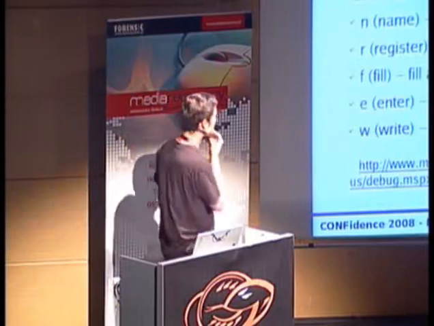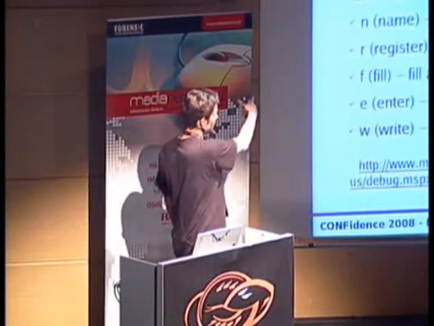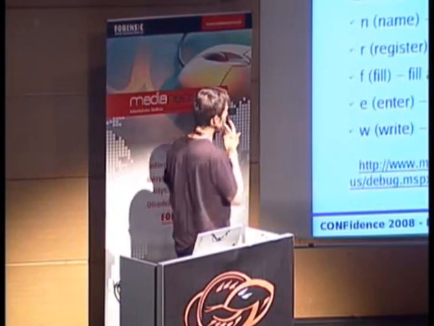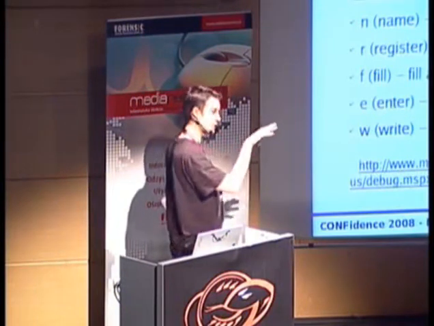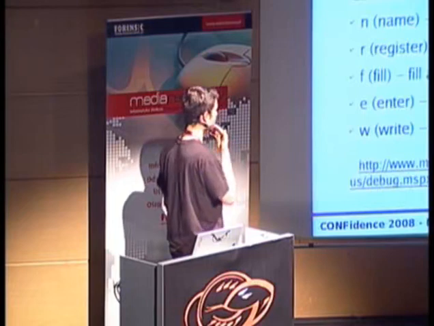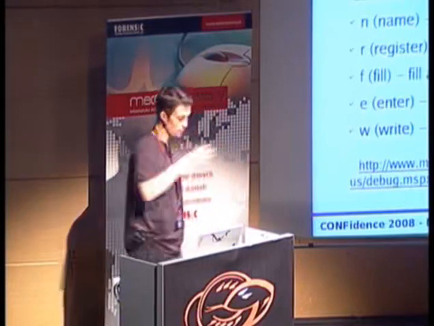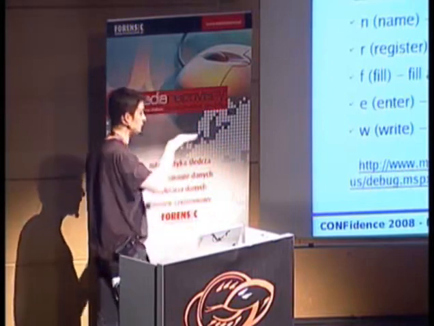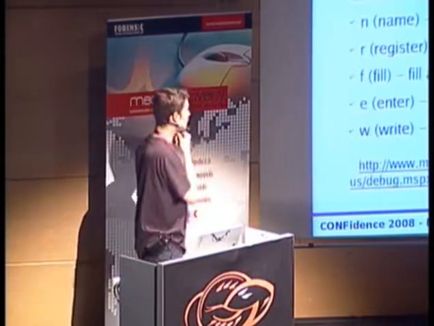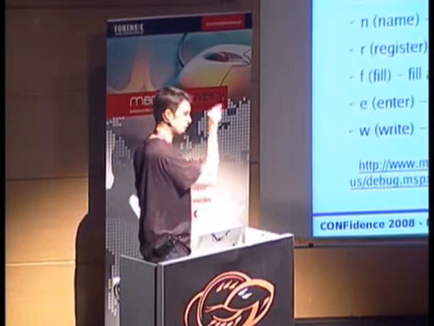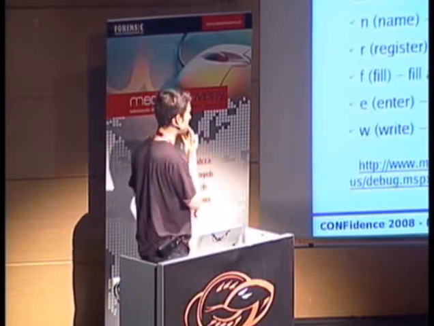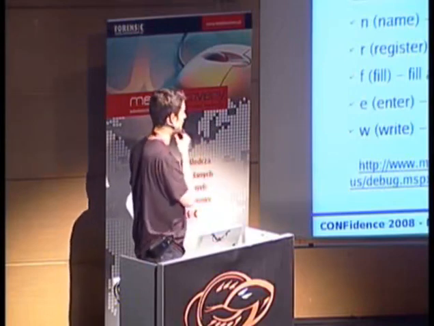The commands that are interesting to us are: N, which specifies the file to debug, in our case the file to create. R, which writes a value to a specified register. F, which fills the memory segment with a specified value. E, which writes a specified value into a specified memory address. And then W, which writes the memory contents into the file that we specified.